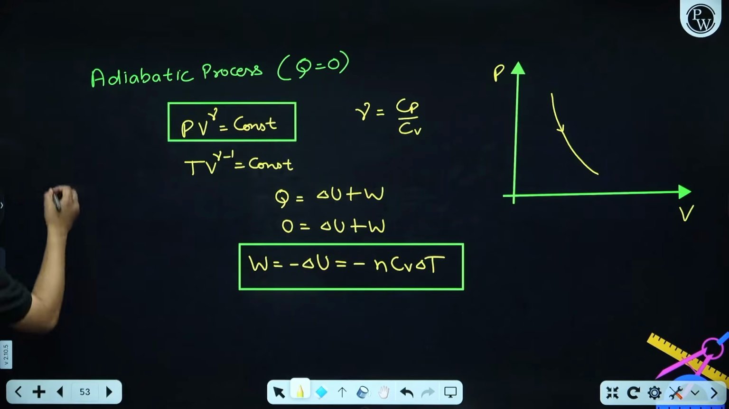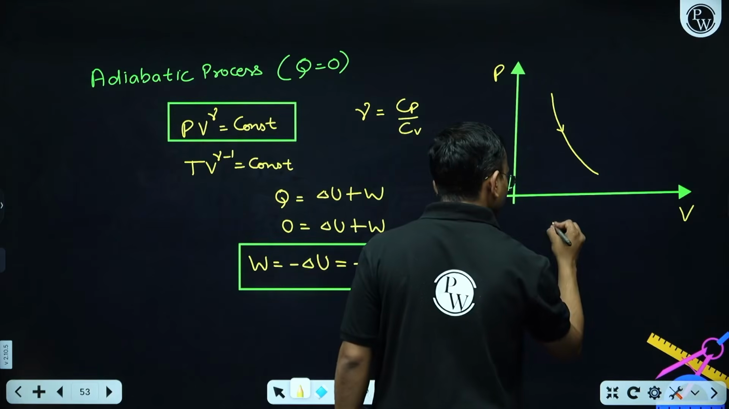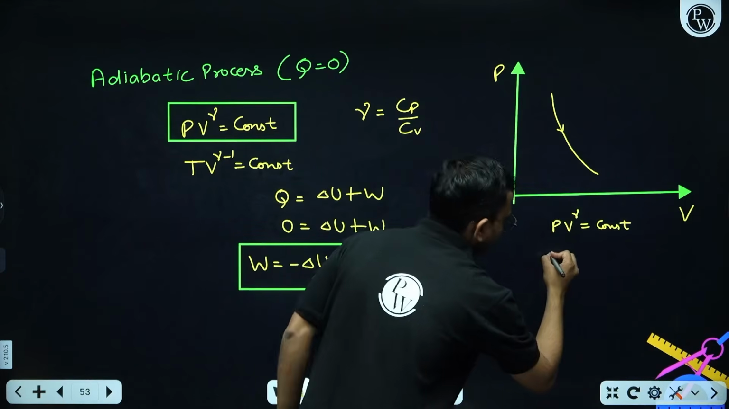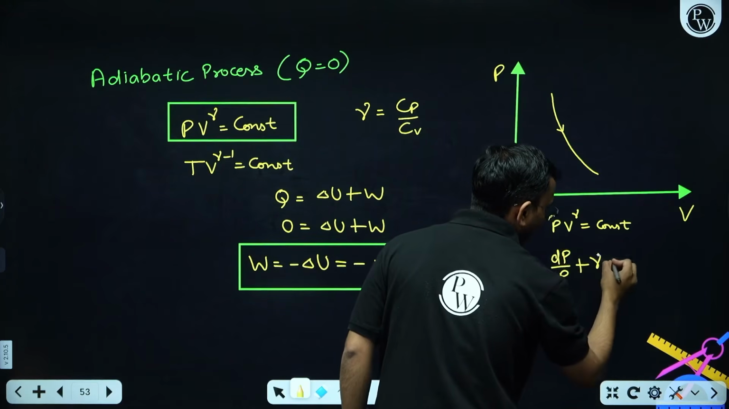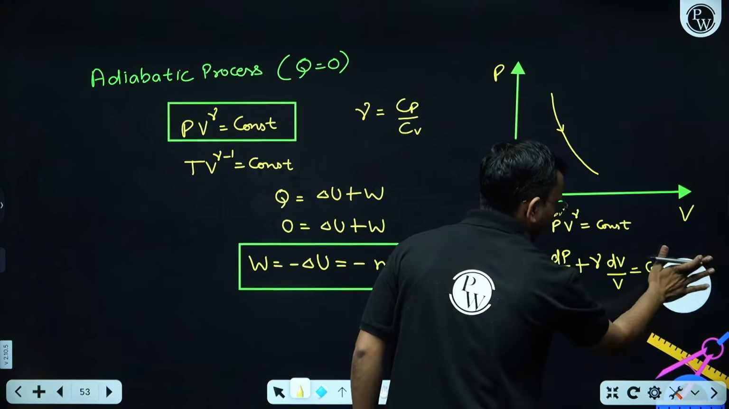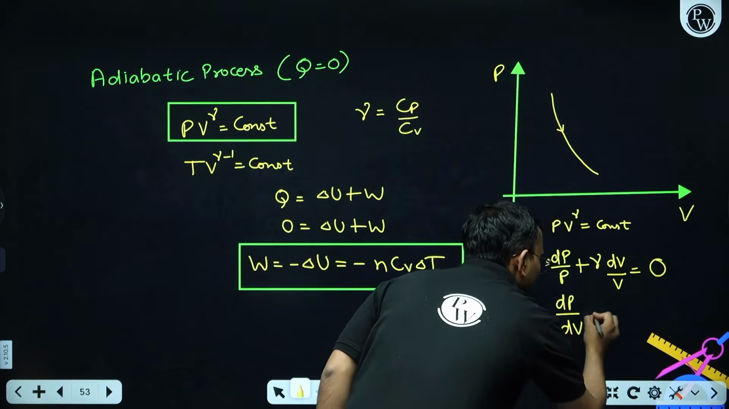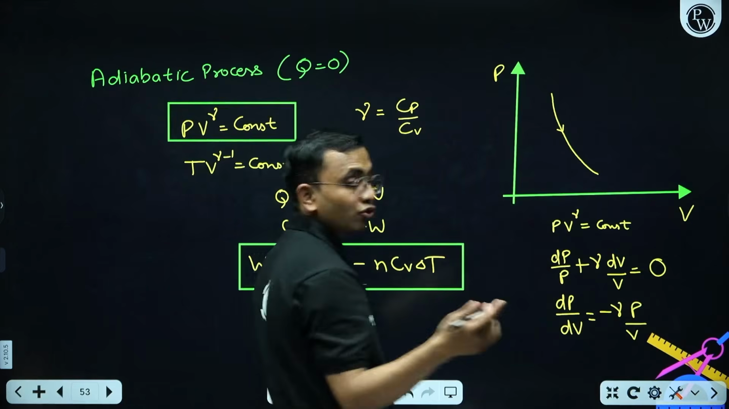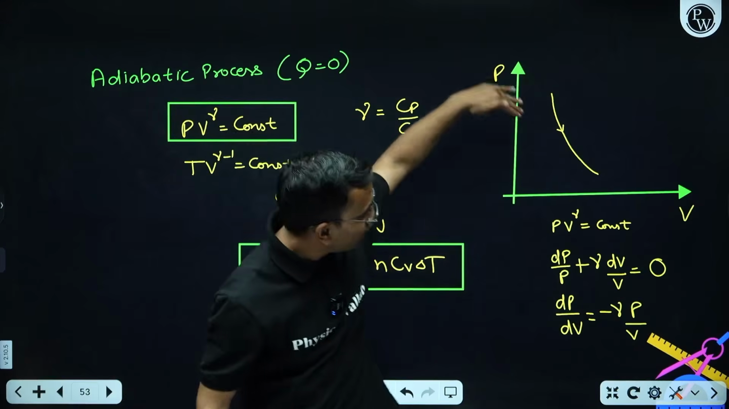If you try to find the slope, let me write it here itself. PV to the power gamma is constant. Here I can write dP by P plus gamma dV by V, equal to 0, I differentiated it. So from here dP by dV is equal to minus gamma times P by V. You see, in isothermal it was minus P by V, now it is minus gamma P by V. Gamma is greater than 1, so it will become steeper.